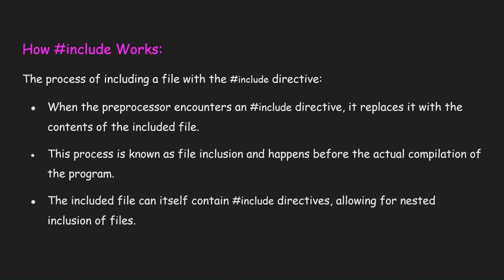How hash include works. When the preprocessor encounters a hash include directive, it replaces it with the contents of the included file. For example, in my C program, when I write hash include stdio.h, this line is replaced with the contents of stdio.h file. This process is known as file inclusion and happens before the actual compilation of the program. The included file can itself contain hash include directives, allowing for nested inclusion of files. This means that the included file can contain hash include directives to include another file in a nested manner.